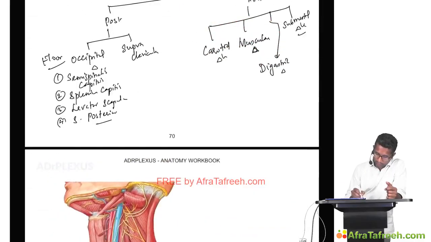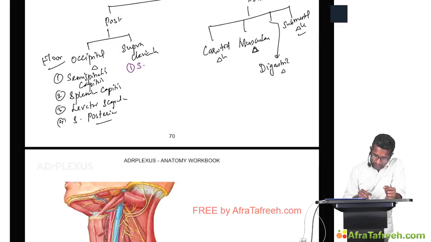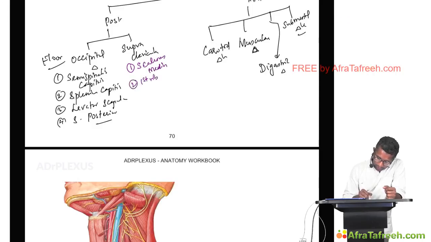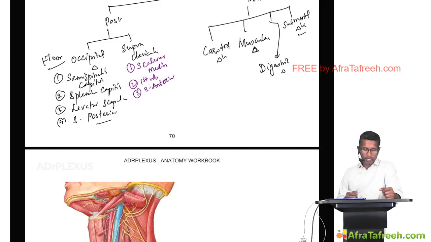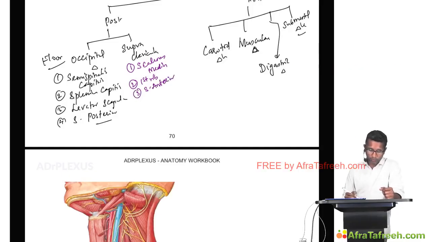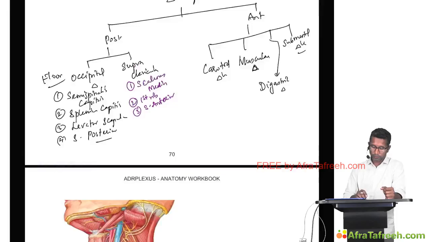So the supraclavicular triangle floor is formed by the scalenus medius muscle, the first rib, and the serratus anterior muscle. So this is about the floor of the supraclavicular triangle.